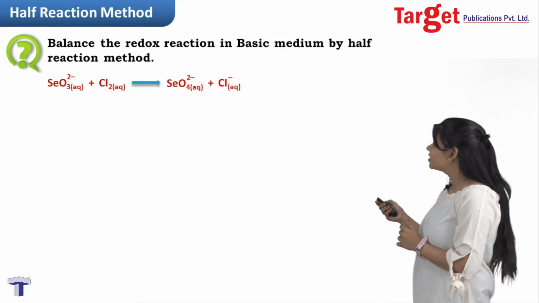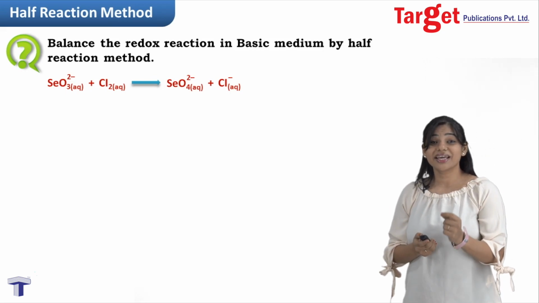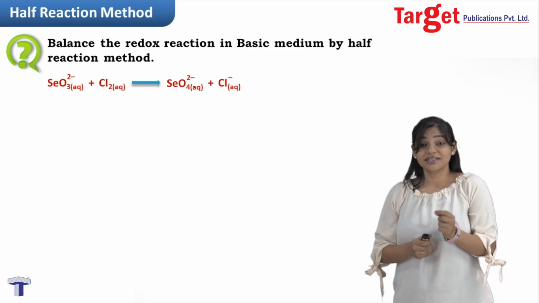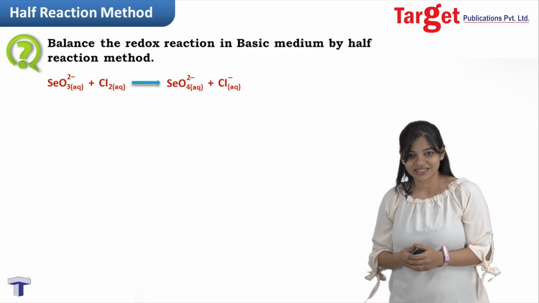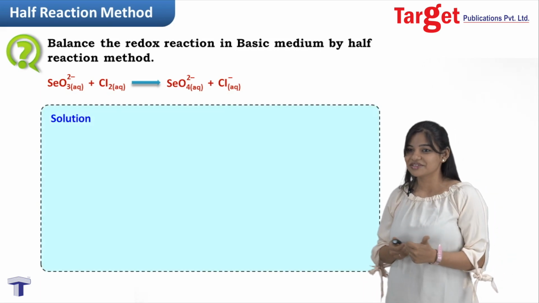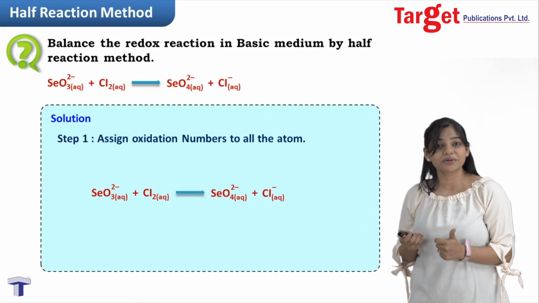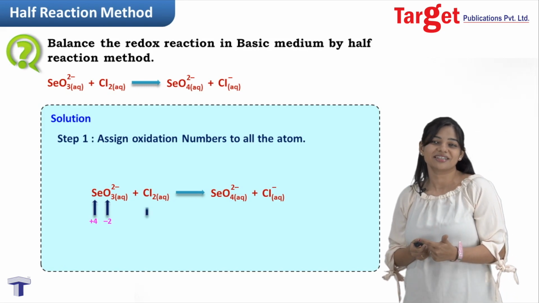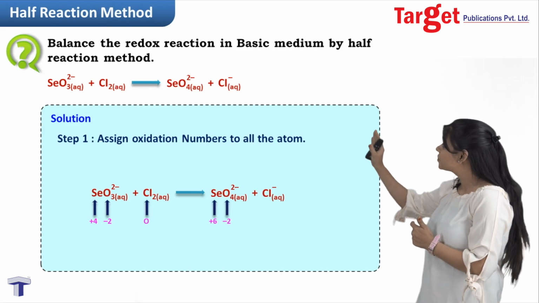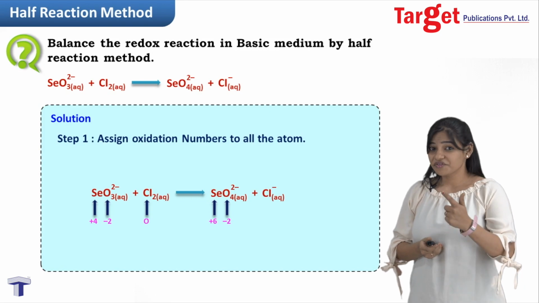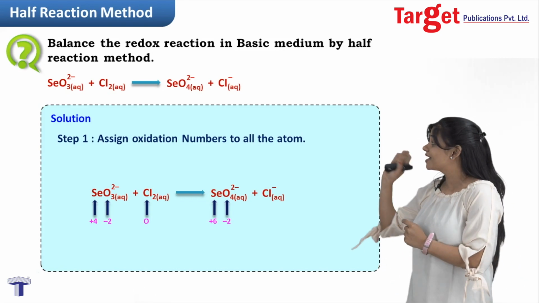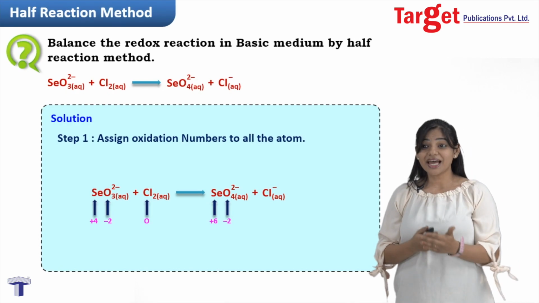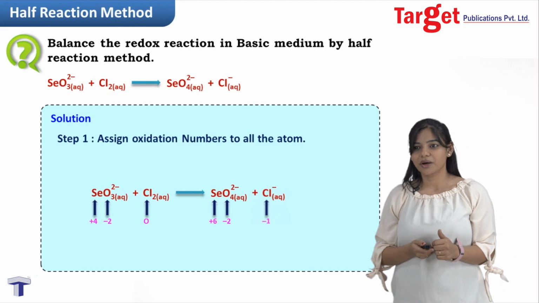So here we have a reaction where we have to balance SeO3 minus forming SeO4 minus and Cl2 forming Cl minus. So first step, students, yes, we will assign the oxidation number, where we see the oxidation number of selenium in the reactant is 4 and that in the product is 6. If we see chlorine, the oxidation number on the reactant side is 0 as it is in its elemental state, and that in the product is minus 1.